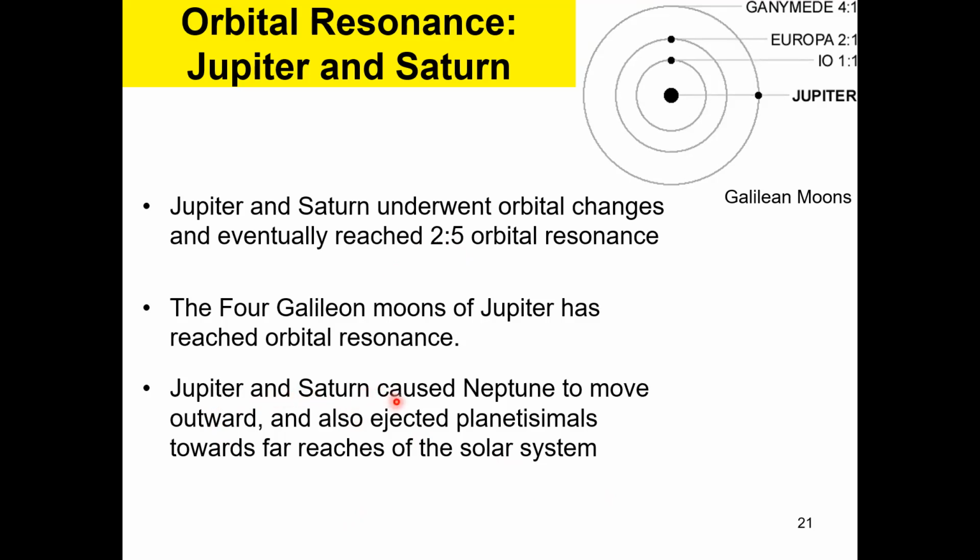So Jupiter and Saturn caused Neptune to move outward and also ejected planetesimals towards the far reaches of the solar system. So anything that was not able to reach this kind of cyclic equilibrium wouldn't exist by now, right? It would either have fallen onto the planets or been thrown out of the solar system altogether. So they're all unfortunate, very unlucky members of the solar system. And what we see today is a very special set of remaining objects, and they are in a very stable cyclic dynamic equilibrium.